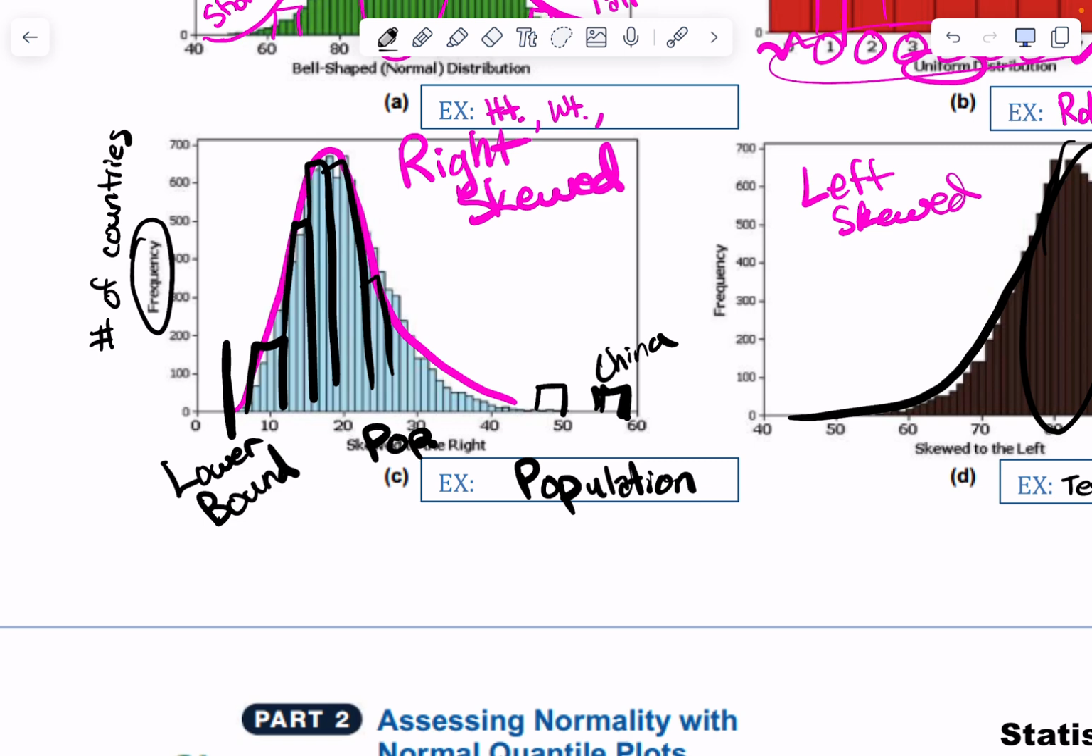But anyway, I could see how it would be right skewed because there's a lot of little countries. So there might be like 14 countries that have a population less than 500,000. You know, that type of thing happening. I like that population. That would be good. Anything else we can think of?